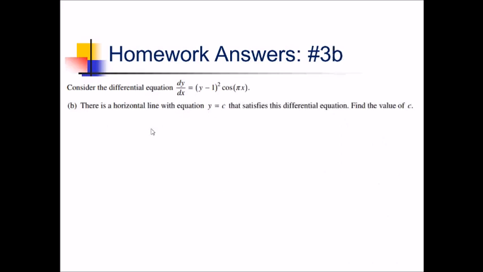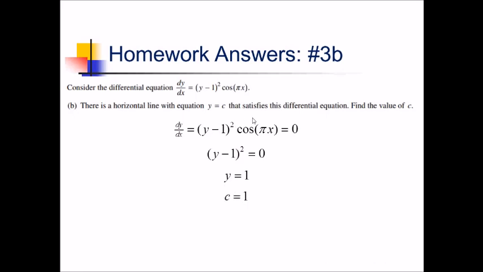On this problem part, they're telling us there's a horizontal line, y equals c, that satisfies this differential equation. We want to find the value of c. So let's see, if we have a horizontal line, that means it must have a slope of 0. So that means this whole dy over dx has to equal 0 for this thing to actually be a horizontal line. Okay, well that means that y minus 1 squared could equal 0, in which case y would have to have a value of 1. So we could say y equals 1 is our horizontal line. So then c would equal 1.